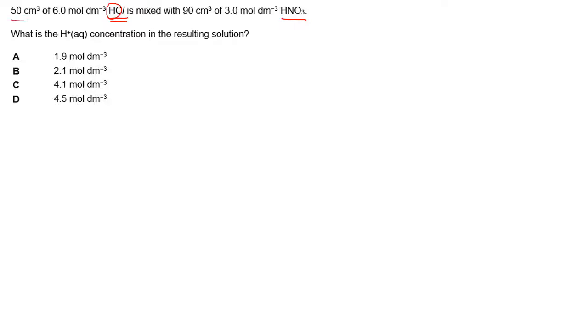We're given a volume and a concentration, so we can work out the number of moles of the acid molecules in both cases, because we've got the volume and the concentration of both. Let's step back a little bit and think about moles of hydrogen ions versus moles of acid molecules.